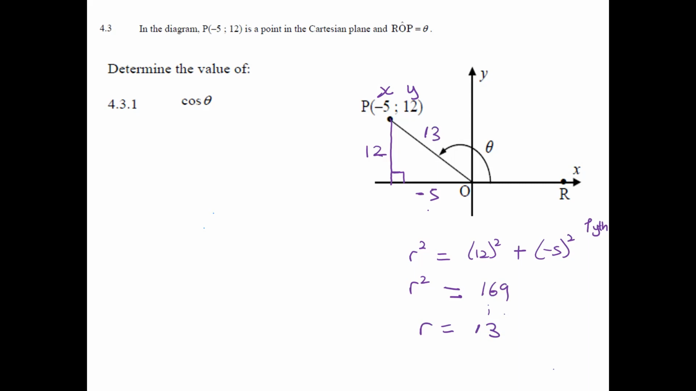So we know our x value, we know our y value, and we know our r value. So what is cos by definition? Cos is x over r. And if we look at our diagram, our x value is -5 over 13.